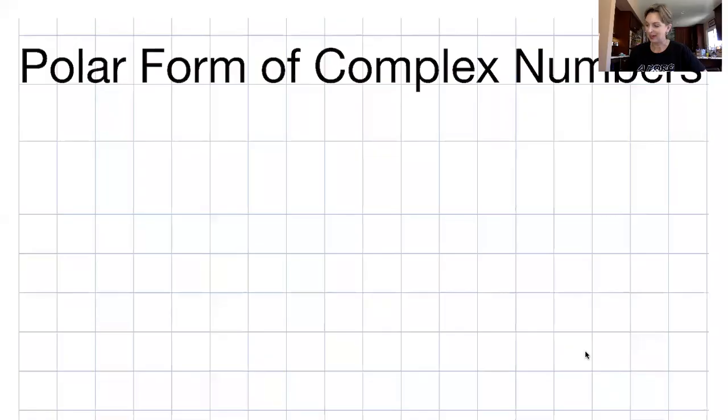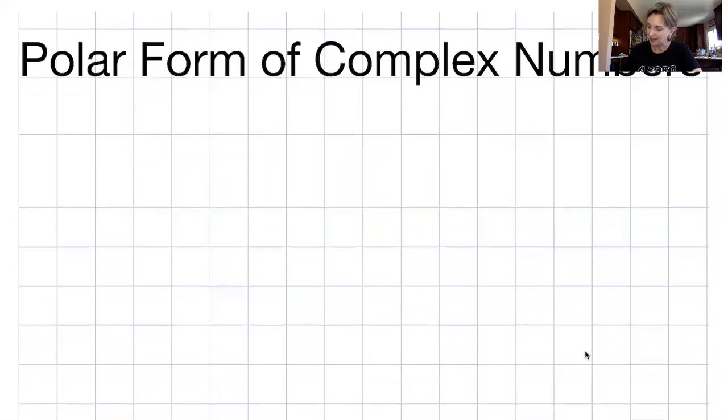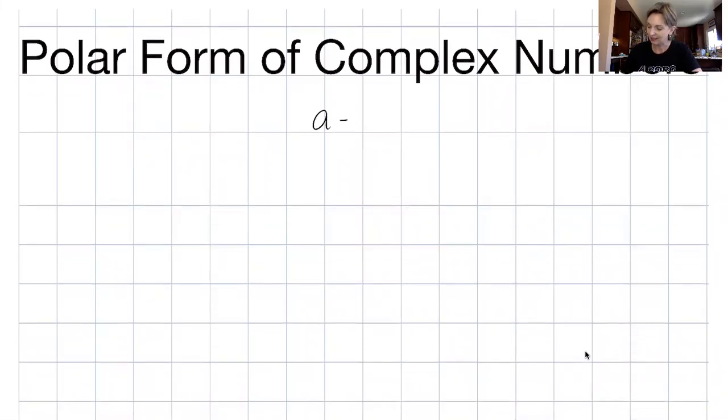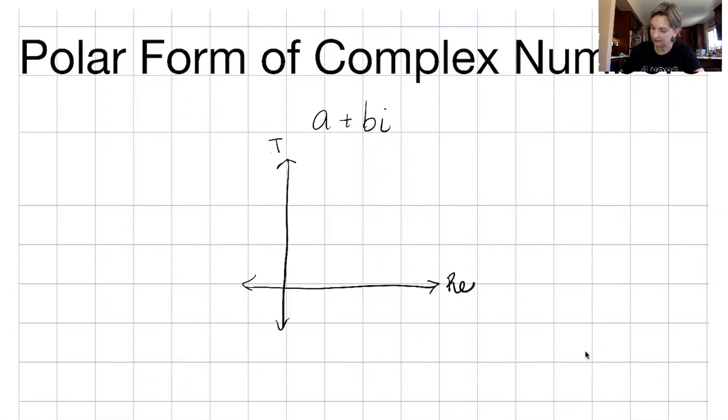We're going to start off by just talking about what a complex number is. We talked about that in our last video. Remember, a complex number is a form that's a plus bi, where a is a real number and b is our imaginary number, and we can plot those on a coordinate grid if we put on the x-axis our real number and on our y-axis our imaginary number.